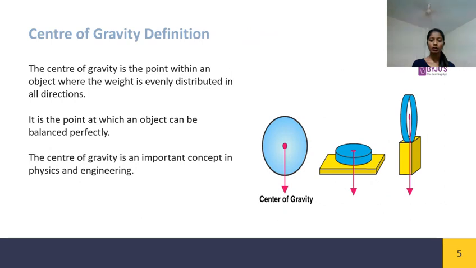So the next topic is center of gravity. The center of gravity is the point within an object where the weight is evenly distributed in all directions. It is the point at which an object can be balanced perfectly. The center of gravity is an important concept in physics and engineering.